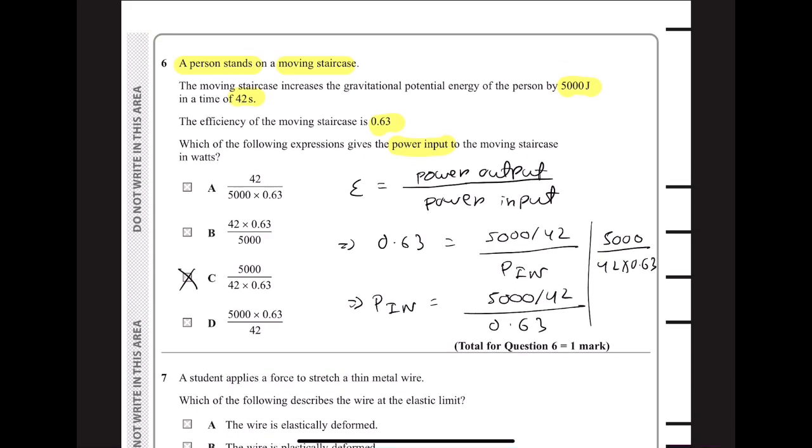So the summary of this question is they're telling you to find the power input of the moving staircase, but the information given is in energy and time. So you have to understand that the formula of power is energy over time, and from that you have to find power and do all the other things.